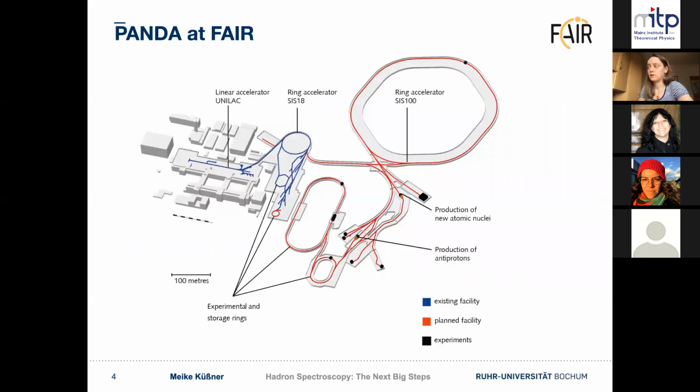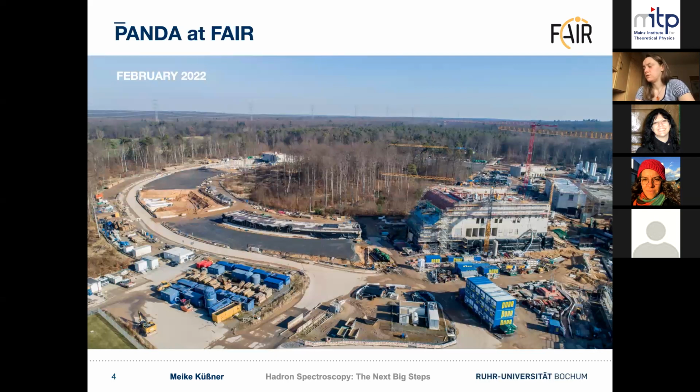So PANDA is currently under construction at the Facility for Antiproton and Ion Research in Darmstadt. You see here how it's planned. The blue part is already existing, and the red part will be built now. And this is the current status of the construction site in February. You see that the SIS100 is almost completed, at least the underground work, and now the buildings are built and also the excavation is finished.